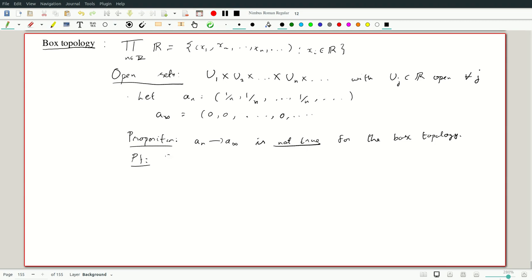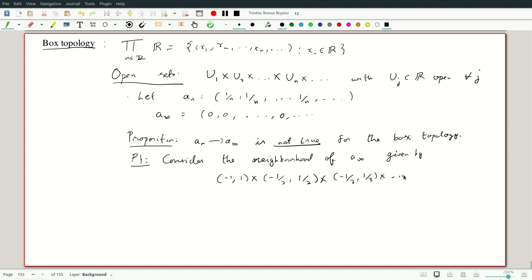Okay, so namely, consider the open set, a neighborhood of 0, 0, of a infinity, which is 0, 0, given by, let me write out, minus 1, 1 cross minus half, half cross minus 1/3, 1/3, and you get the idea. So at the nth position it's minus 1 over n, 1 over n. These are getting smaller onwards.